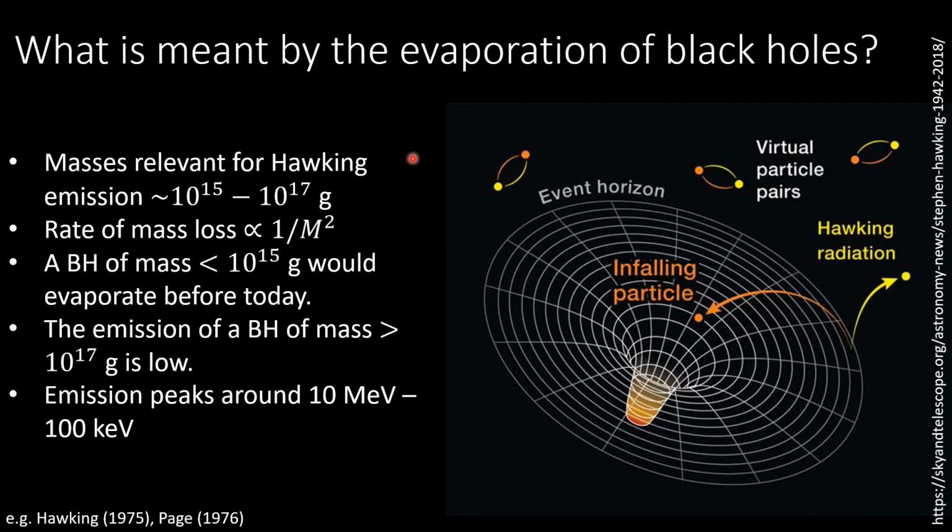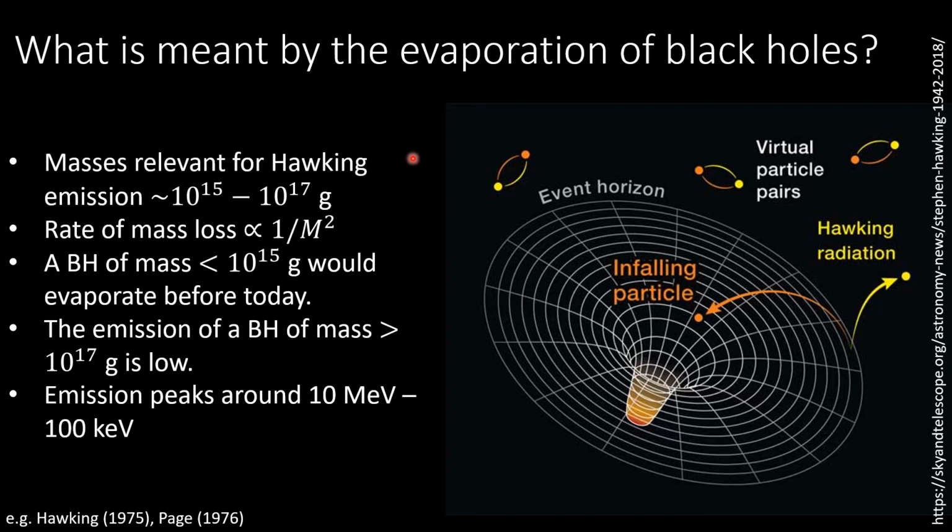So let us now understand what are the evaporating primordial black holes. So in the 1970s, Hawking and others had proposed that the black holes are not really black and they emit a radiation which we know as the Hawking radiation. So this Hawking radiation is relevant for masses in between 10 to the 15 to 10 to the 17 gram. So why is this the case?